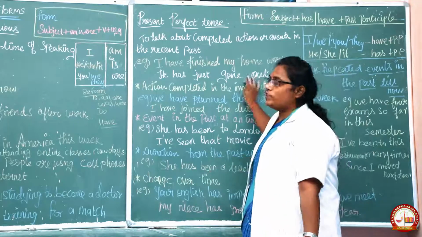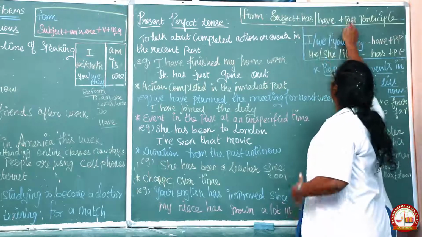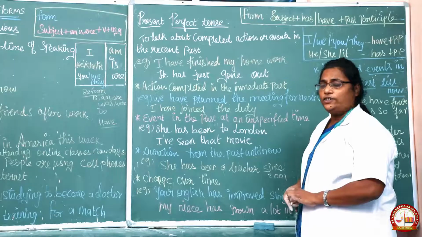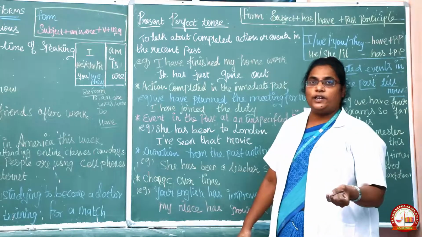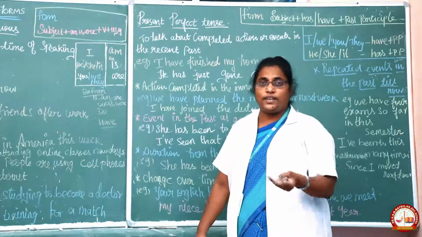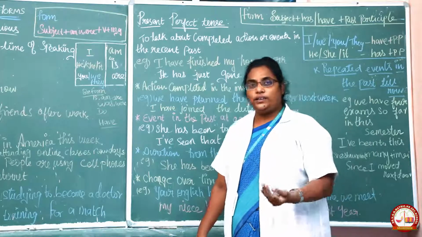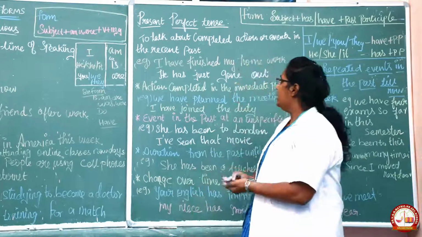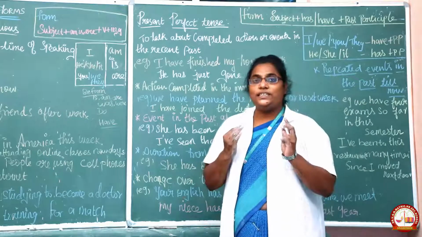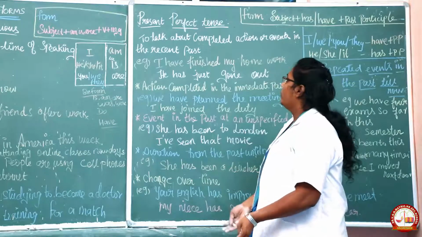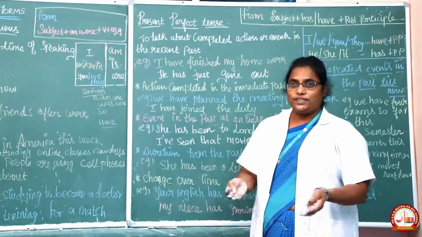So what is the form for this? Present perfect: subject, has or have, then past participle. As I said previously, V1 is present tense, V2 is past tense, V3 is past participle. So it is used to talk about a completed action or an event in a recent time, not in a previous time.